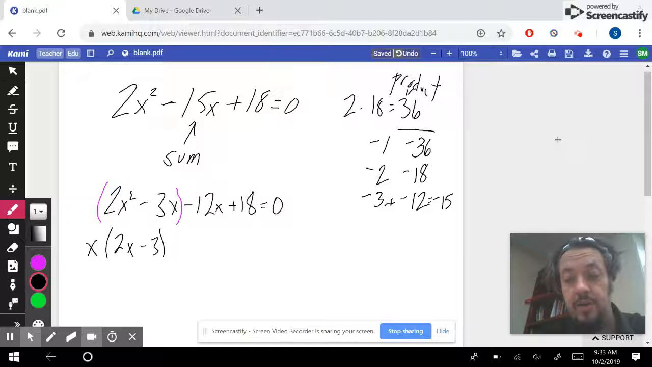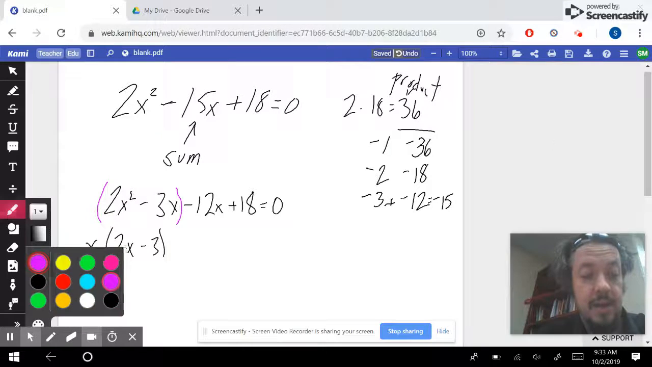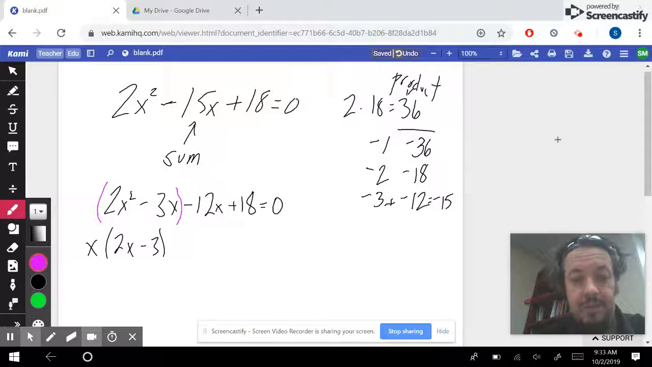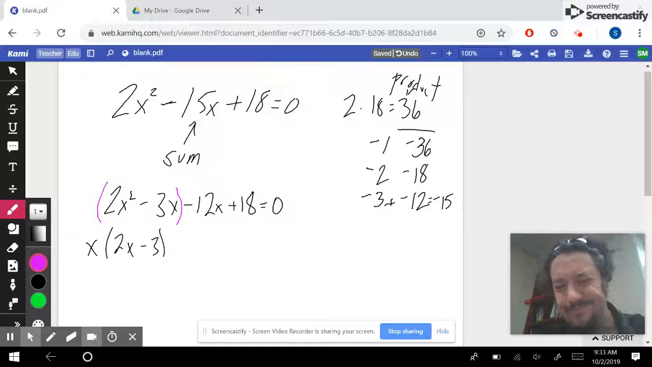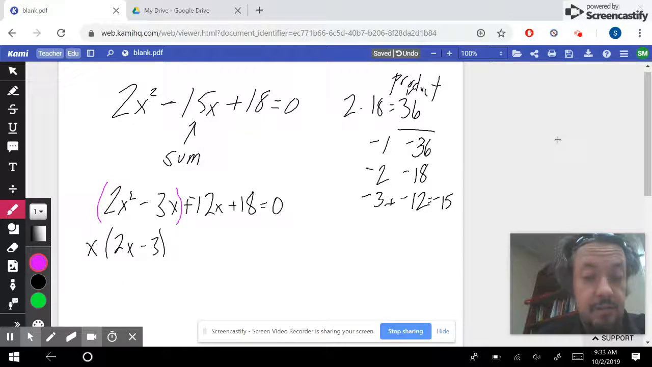Notice I haven't put this in parentheses here. The reason is, if I put the parentheses there, it looks like I'm multiplying, and that's not good. I'm going to undo that. I know it's a little bit unclear, but that's just the way it goes. Algebra 2, I'm speaking to you. So I'm going to change this subtraction into an addition, make it plus negative 12x, and now I can put the parentheses.